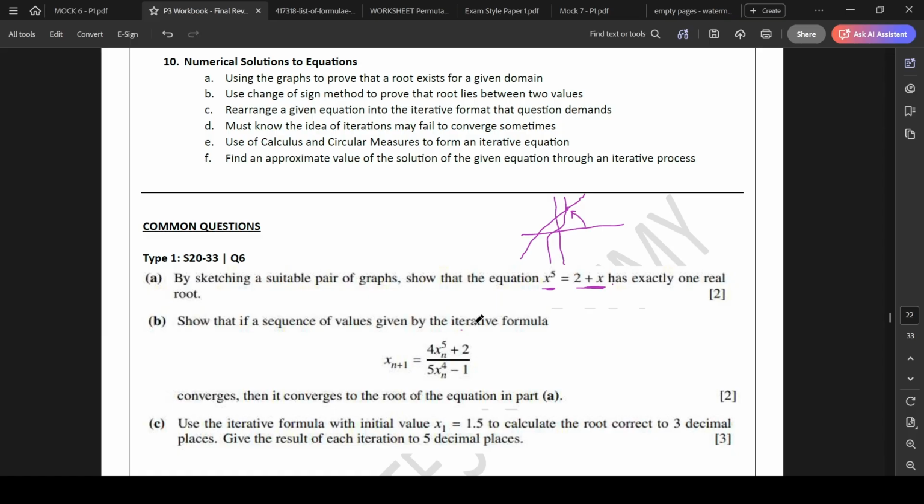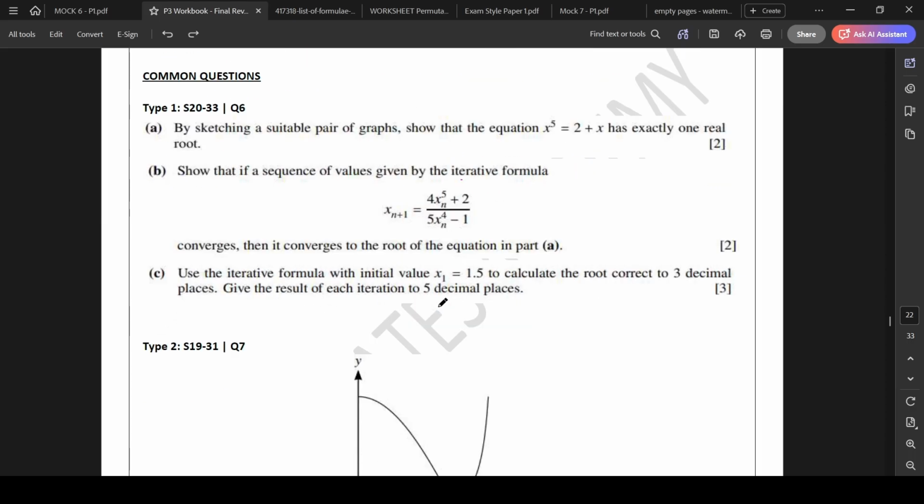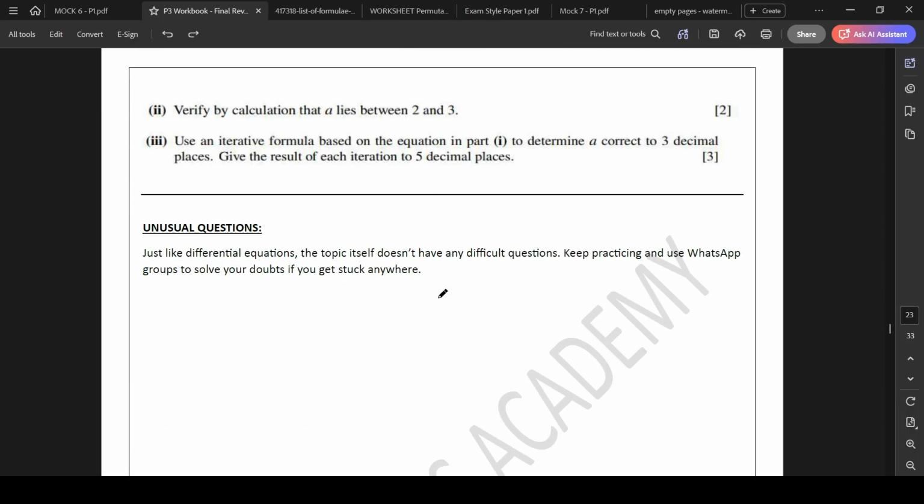Now, another way to show that the root lies between two values can be done with the help of a technique that I have mentioned over here called change of sign. If you want to look into the example for the same, it is given over here. Verify by calculation that the root lies between 2 and 3. So what do you do over here?